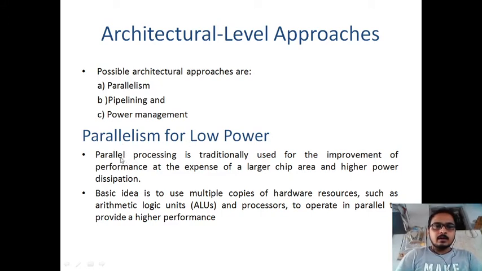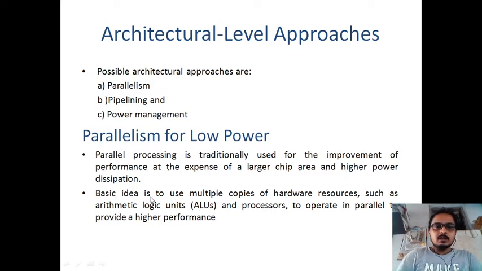Parallel processing is traditionally used for the improvement of performance. Generally, the parallelism architecture is used to increase the performance. But while the performance increases, we have two disadvantages: large chip area and high power dissipation.